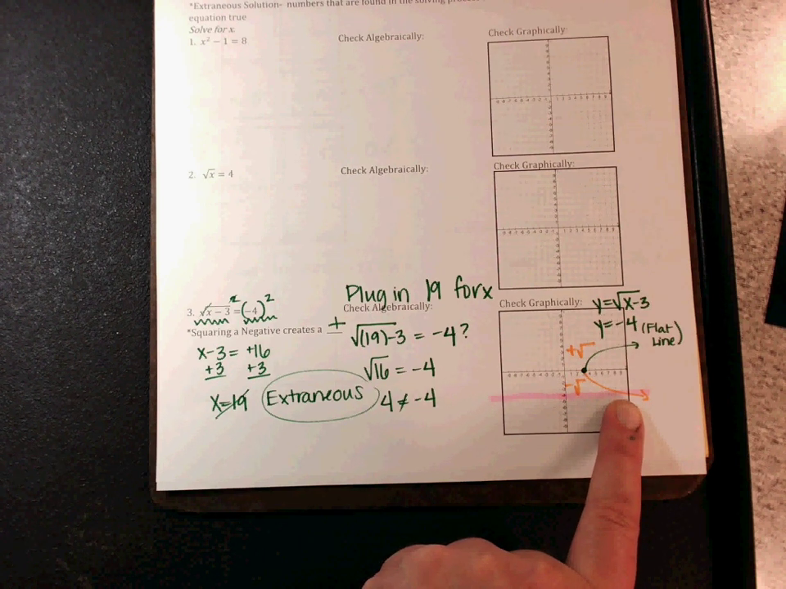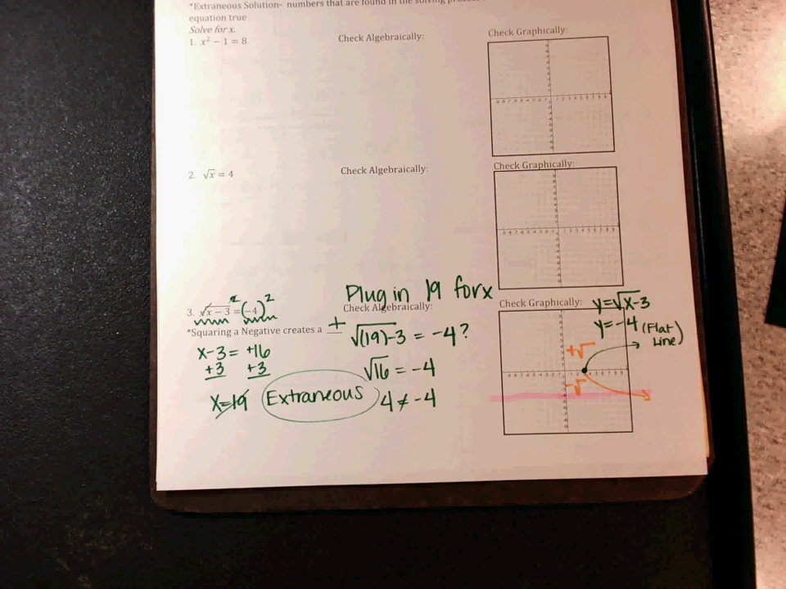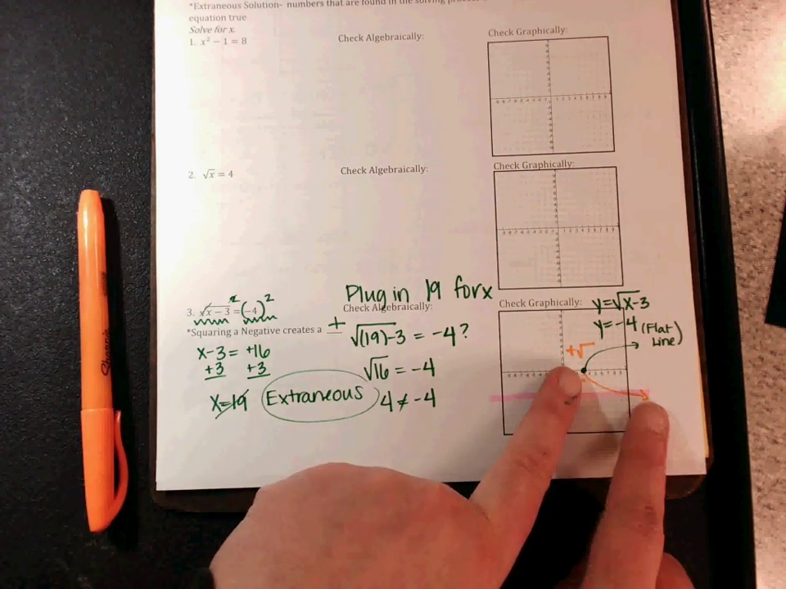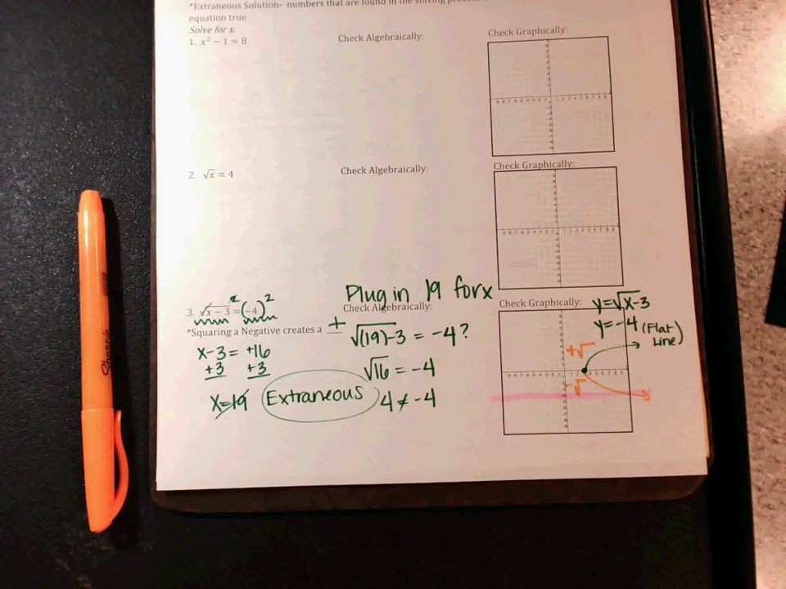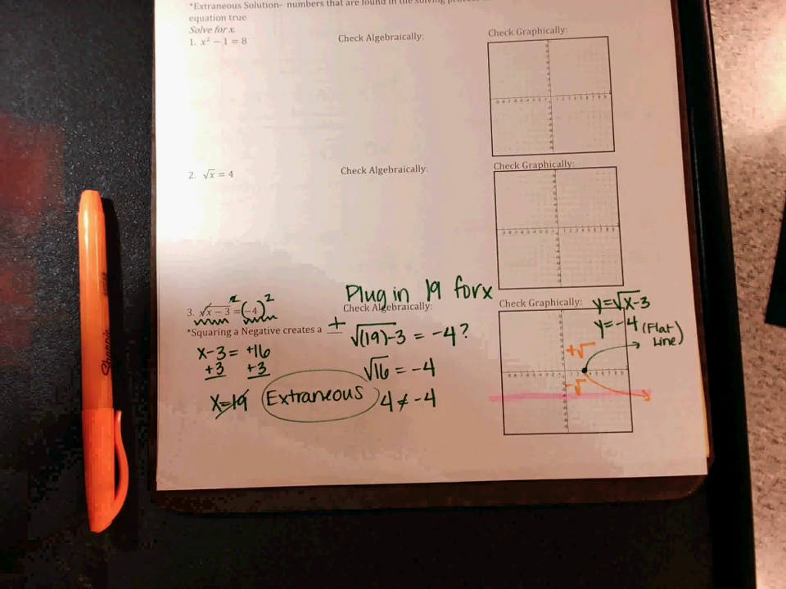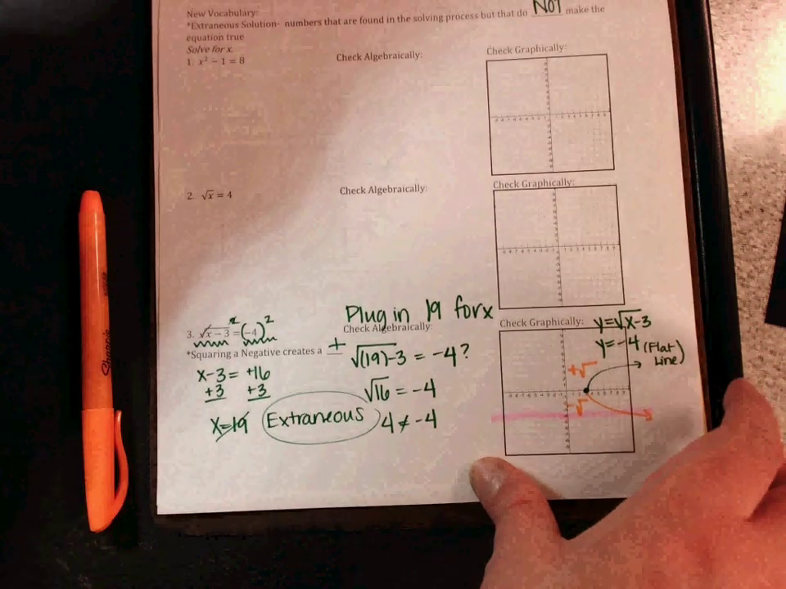Does that make sense? Now, I don't need you to constantly redraw the other side, but just know that's why it happens. You really have a U shape, but a square root is only half of it. So if the other half crosses, but your half doesn't, that's when you'll see those extraneous solutions. Turn over to the back of your notes, please.